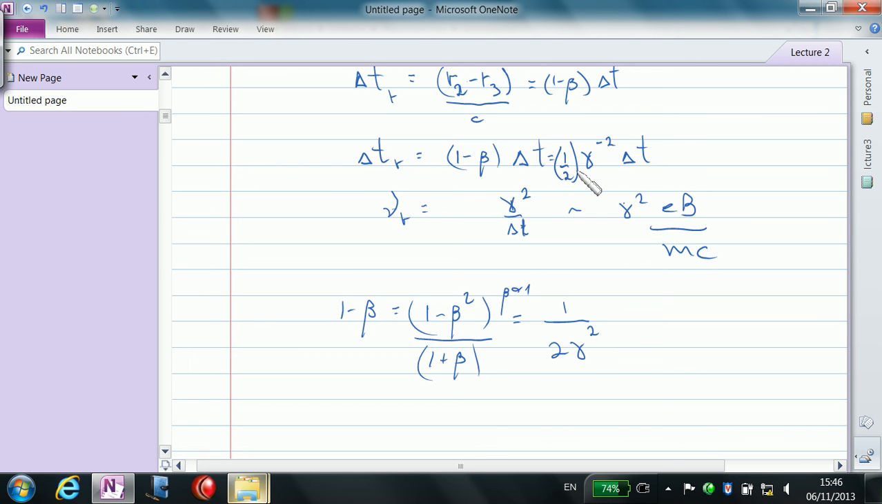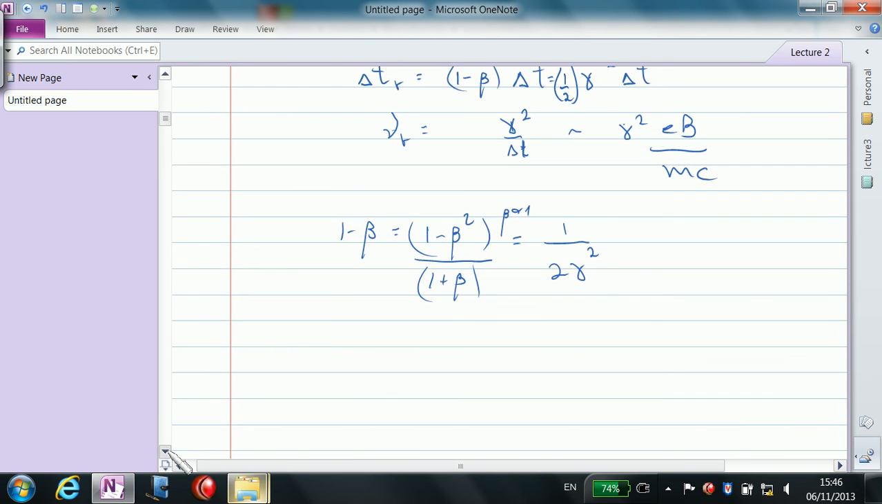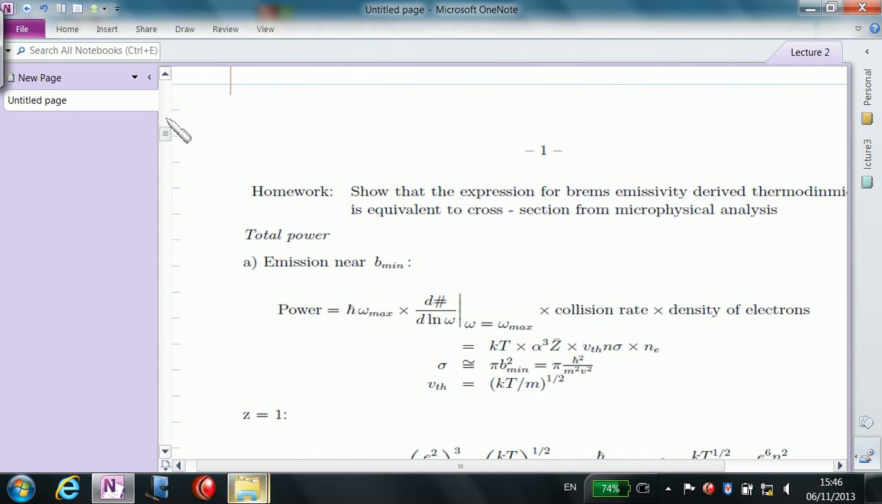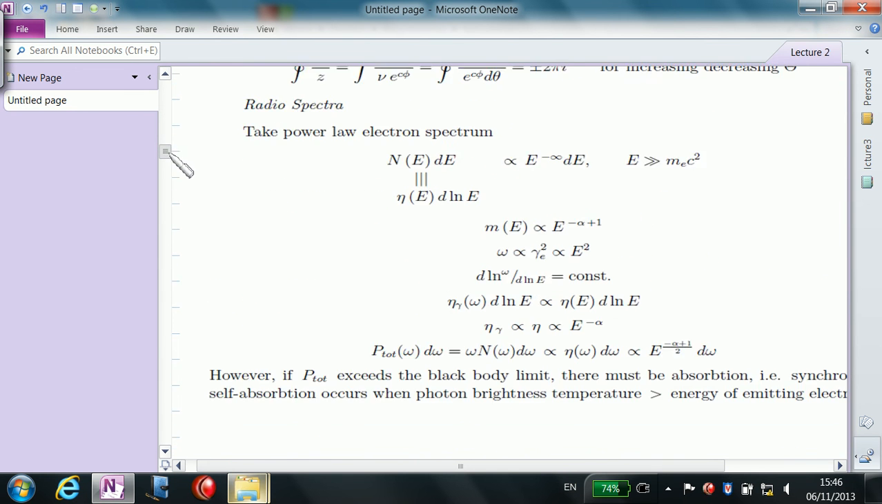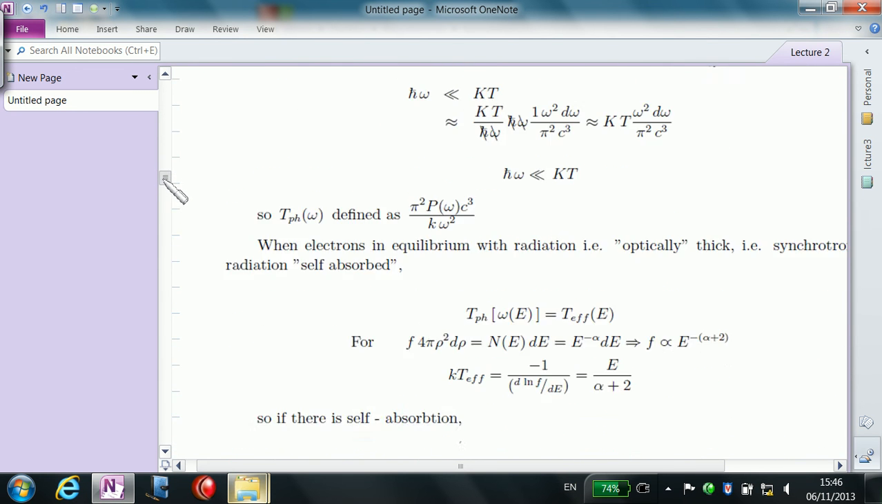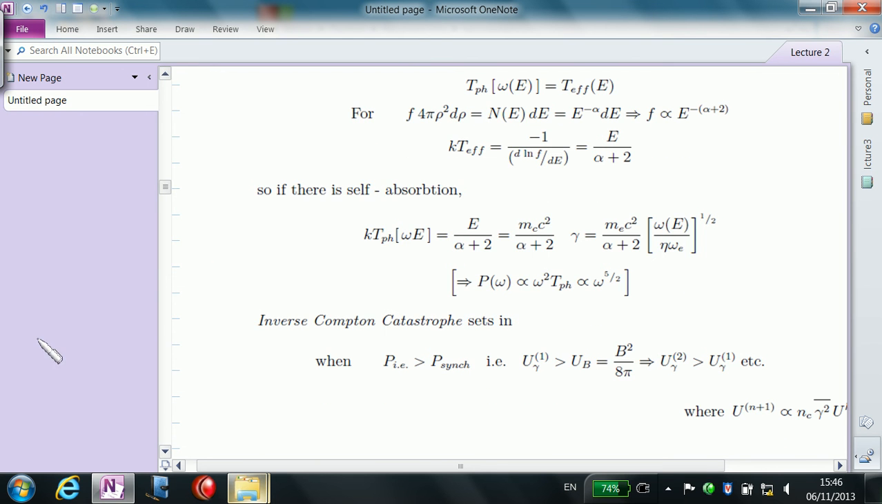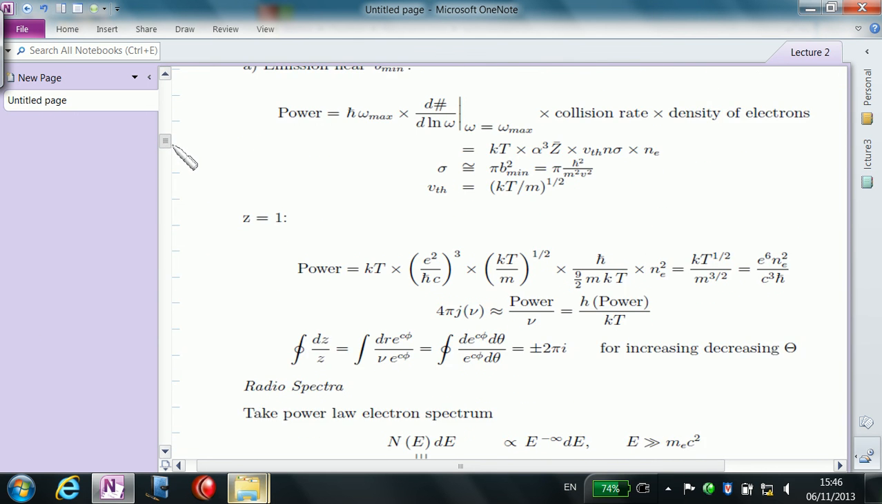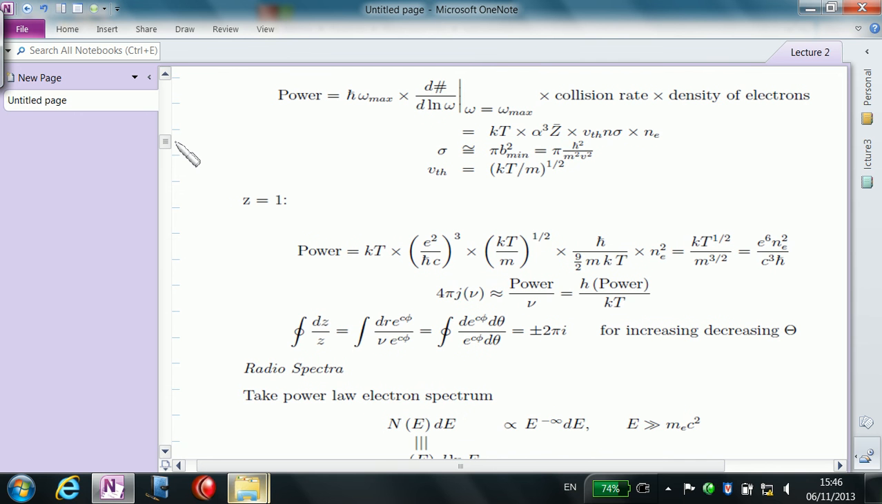Everybody happy? It's been a rough day. But why is it 2? I don't understand. Because 1 minus beta squared is 1 over gamma squared. And beta tends to 1. Oh, yeah, this is right.